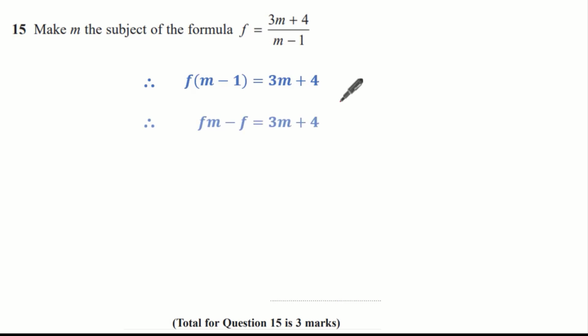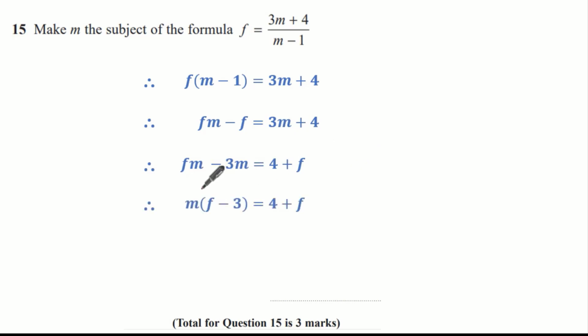Now I'm simply going to expand to give me fm subtract f equals 3m add 4. Now, just like I said, because we want to make m the subject, it's important to bring all those m terms together and all the other terms on another side. So I'm going to subtract 3m from both sides and then add f. This would give me fm subtract 3m equals 4 add f. So as you can see, I now have all my m terms on one side and all the other terms on the other side. Now from here, I can simply factorize.